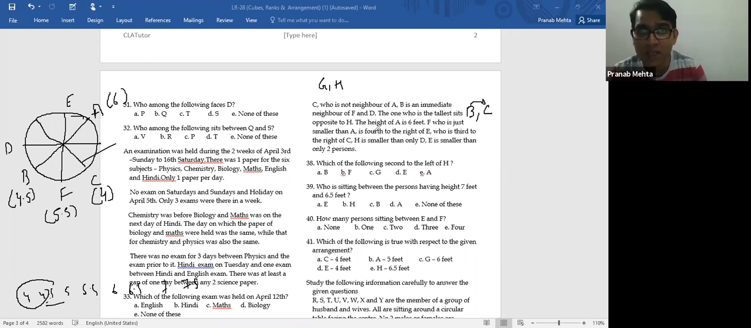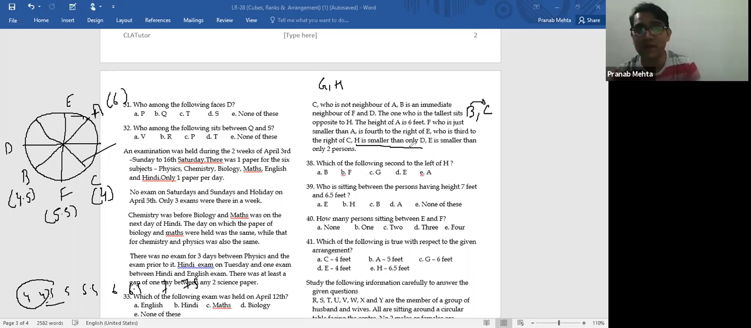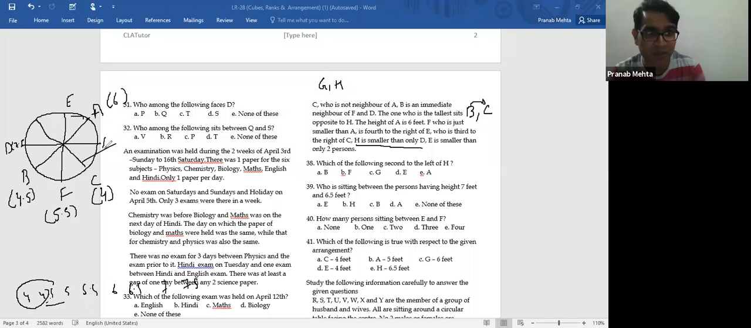F, who is just smaller than A, is fourth to the right of E, who is third to the right of C. H is smaller than only D. Now look once again: H is smaller than only D. D becomes the tallest, because H is only smaller than D and no one else. So D's value is 7.5 and H becomes 7. Only one person is left, which is G. So G comes here. All right.